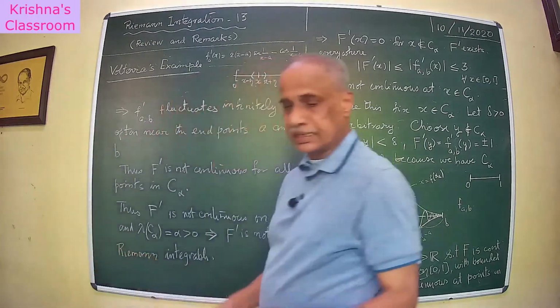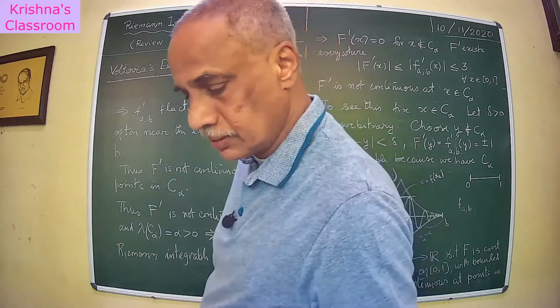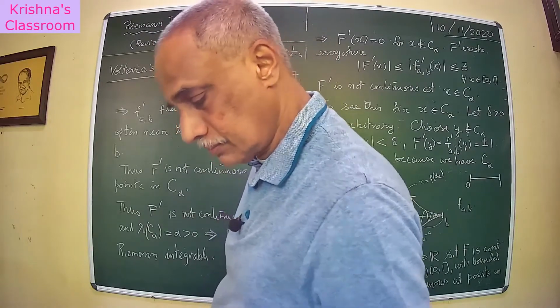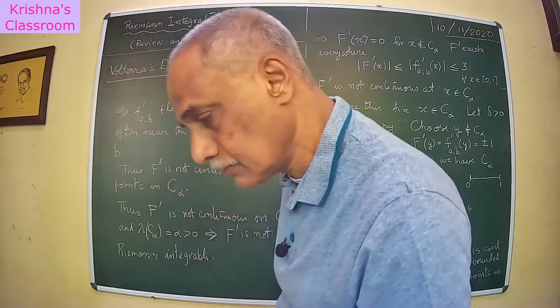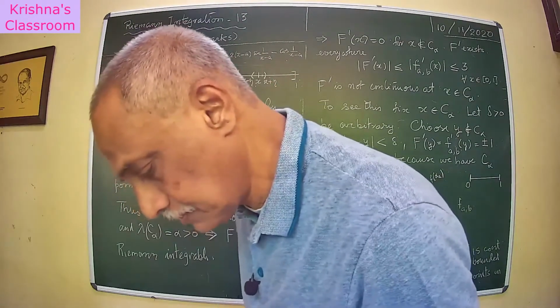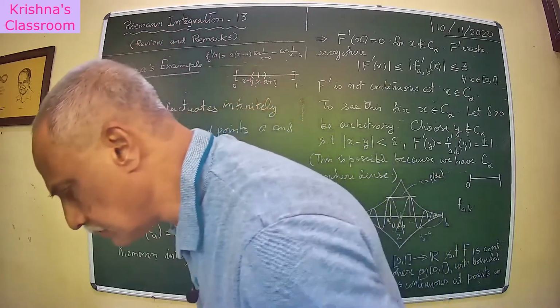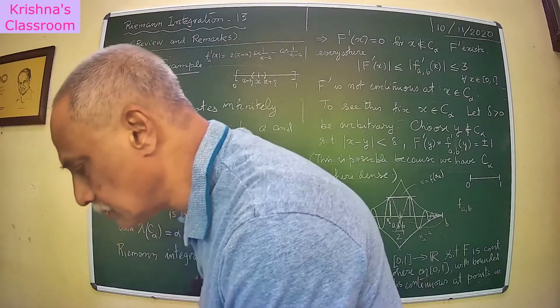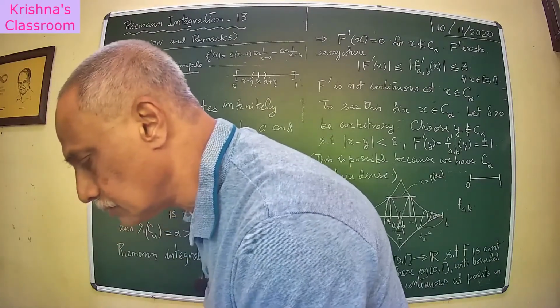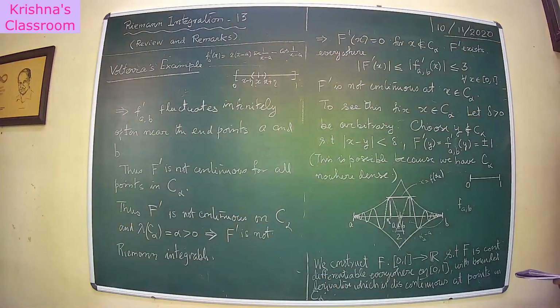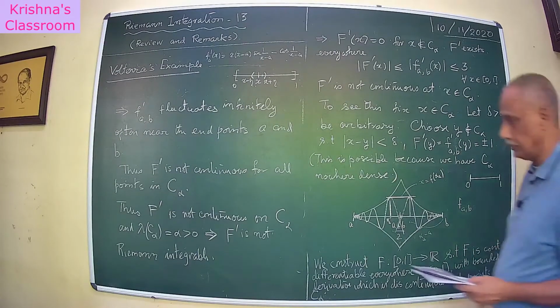Let me just check for a moment about C alpha. Okay, it is alpha, not 1 minus alpha. So I think earlier I made some mistake. Somewhere I made some statement that it is 1 minus alpha. Please correct it. It is alpha. Okay.